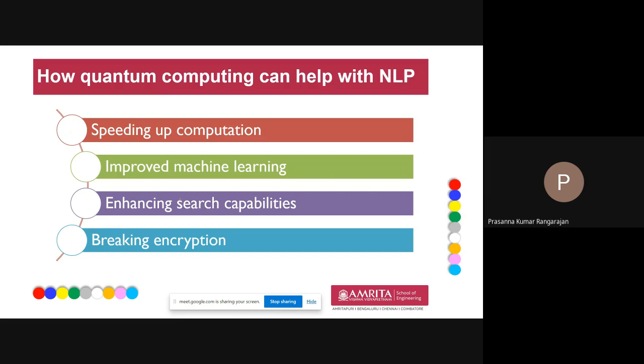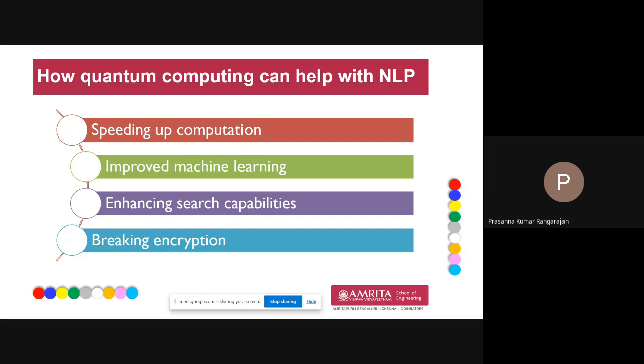Particularly, it will be useful for tasks such as document retrieval, question answering systems like a bot, etc. And the last help that quantum computing can provide to NLP is in terms of encryption. So here I have mentioned breaking encryption. Actually, this is not, of course, a positive way to use it, right?